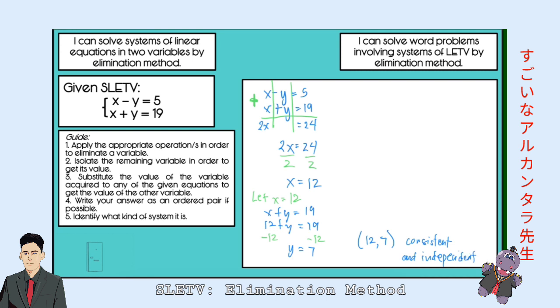And here, to address the possible concern, what if I decided to do subtraction instead? In some cases, it is easier to do addition. In some cases, it is easier to do subtraction, depending on the situation itself. Because if we do subtraction here, we can have x minus y equal to 5, x plus y equal to 19. If you subtract, you have to be careful because you have to consider every single thing.